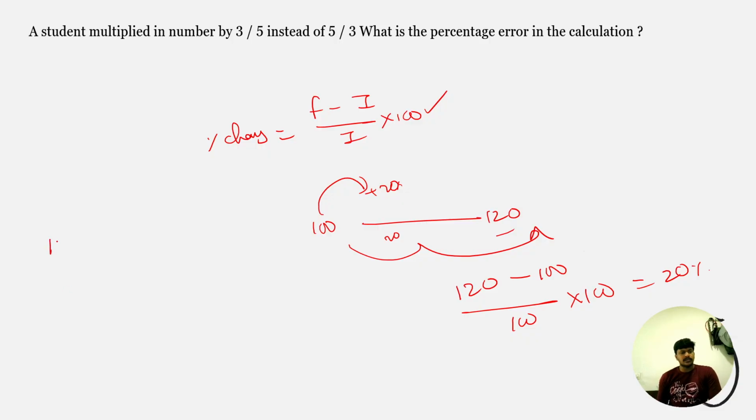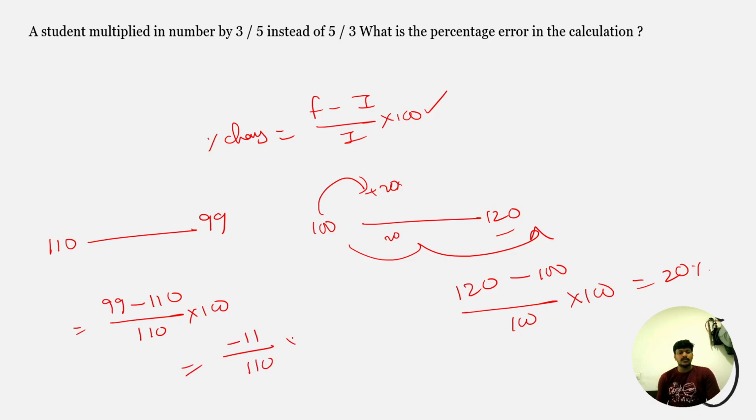Let us take that I have 110 and I want to make it 99. So obviously we have to decrease here. Let us see how much percentage we have to decrease. Our final value is 99. Our initial value is 110. And again the initial value is 110, into 100. So minus 11 by 110 into 100. So we are going to get minus 10%.